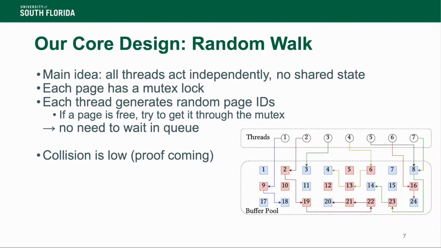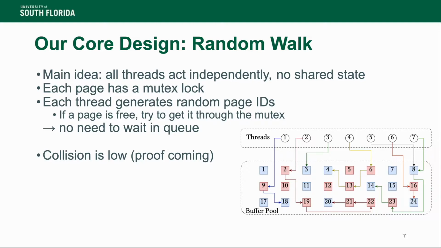So we propose a core design called random walk. We first assume that the GPU global memory is divided into pages of equal size, and each memory allocation request serves exactly one such page. We will later relax this assumption.